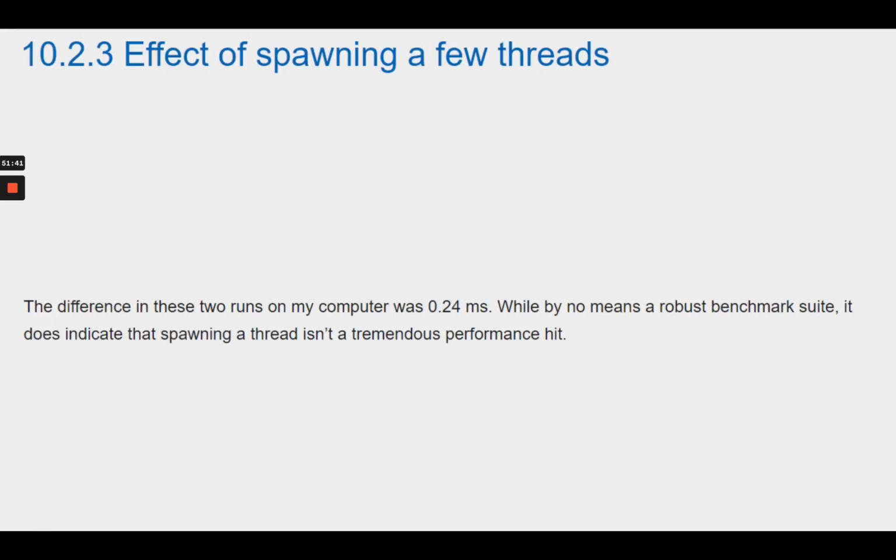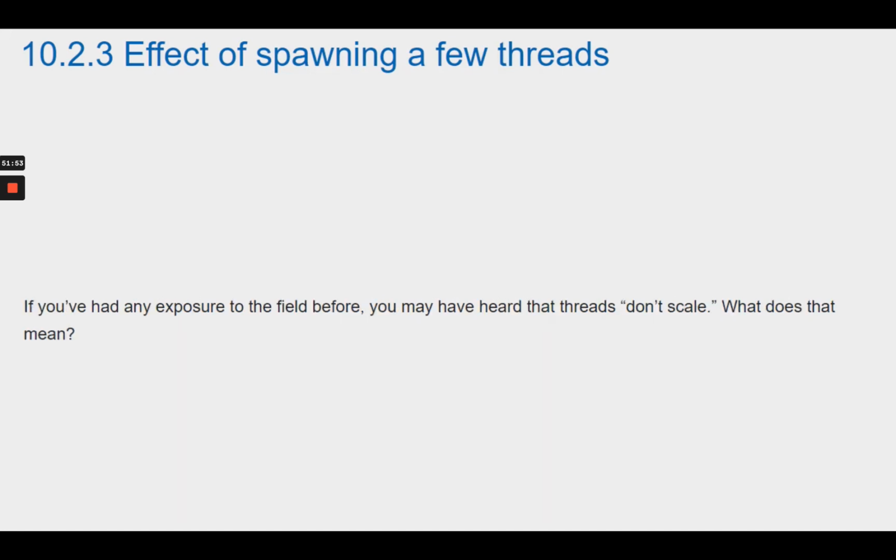The difference in these two runs on my computer was 0.24 milliseconds. While by no means a robust benchmark suite, it does indicate that spawning a thread isn't a tremendous performance hit. If you've had any experience in the field before, you may have heard that threads don't scale. What does that mean?